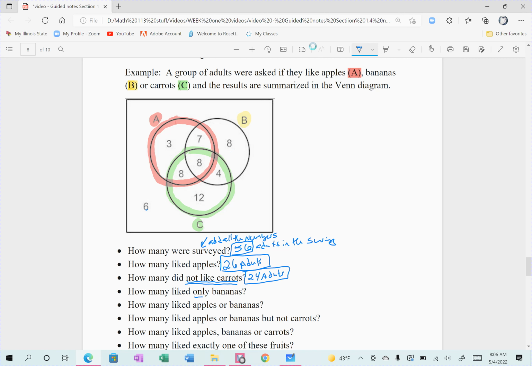All right, how many only liked bananas? So only liked bananas. So I'm going to circle my last one. So I'm now in the banana circle. But I'm only in the banana circle. And so remember, only is this region. That's that 8 there. The 8 people in the survey said they only liked bananas, meaning they do not like apples and they do not like carrots. And so that's 8.